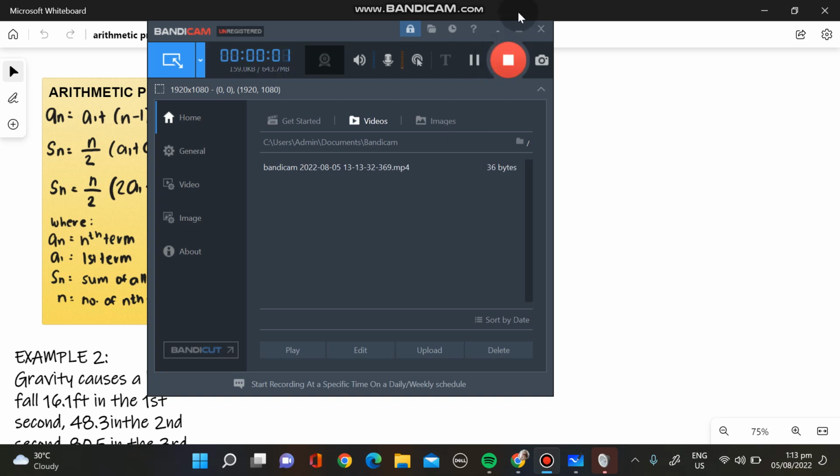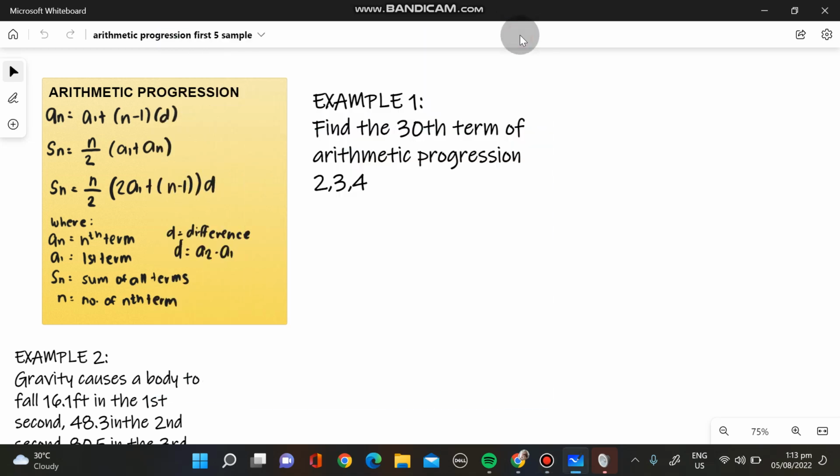Good morning. For today's video, we're talking about arithmetic progression. These are the formulas with regards to the arithmetic progression. We have an is equals to a1 plus n minus 1 multiplied by d. Sn is equals to n over 2 multiplied by a1 plus an. And Sn is also equivalent to n over 2 quantity 2a1 plus n minus 1 multiplied by d.